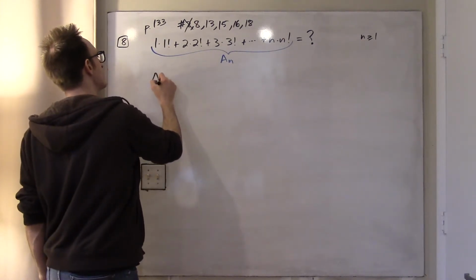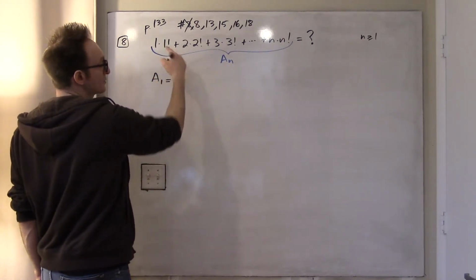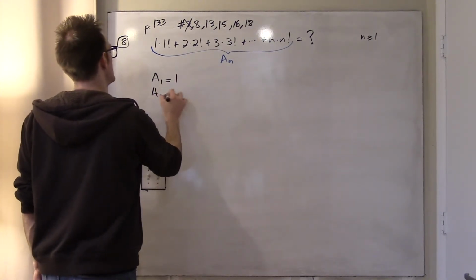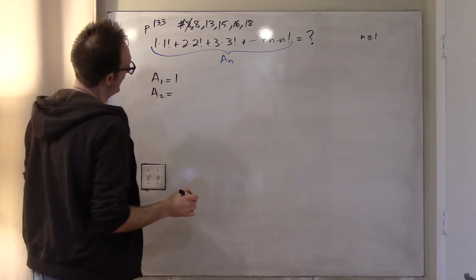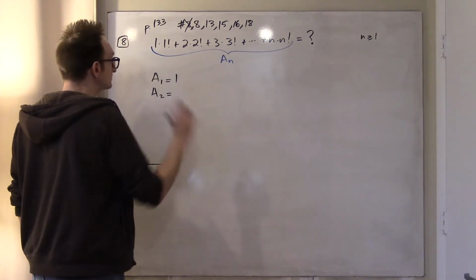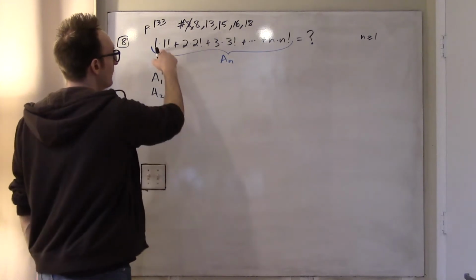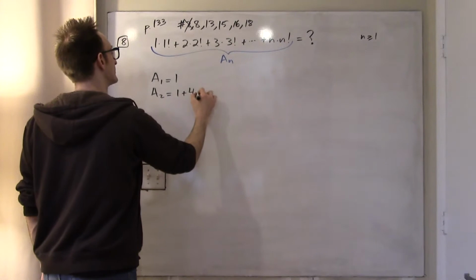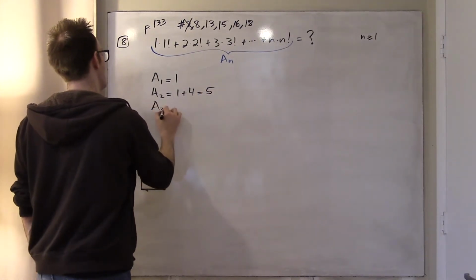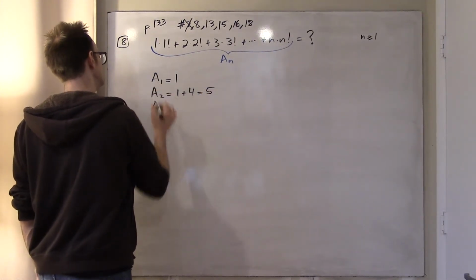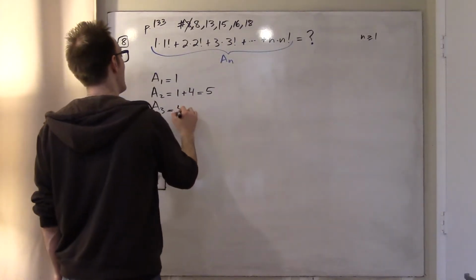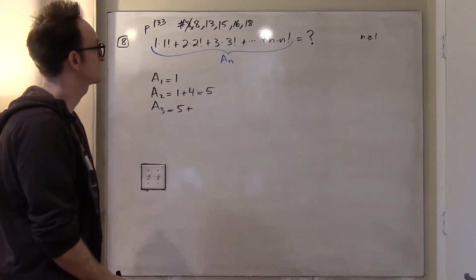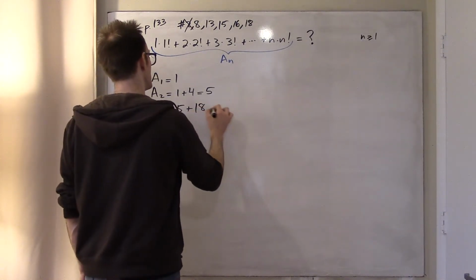Alright, what's a1? Well, a1 is 1 times 1 factorial. 1 factorial is just 1, so this is just 1. Alright, what's a2? I'm just hoping a pattern will emerge. a2 is 1 plus 2 times 2, so 1 plus 4, okay, so that's 5. What's a3? Well, it's going to be 5 plus whatever 3 times 3 factorial is, and that's 6 times 3, that's 18, and so this is 23.